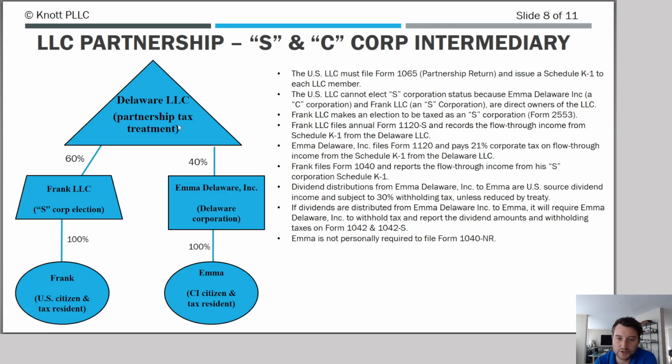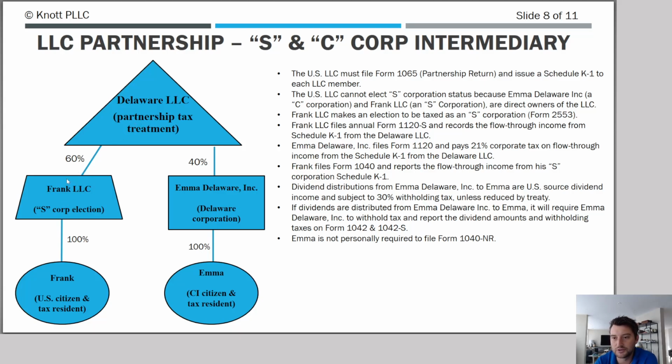Well, the right-hand side is still the same, right? We've got our partnership entity, 40% allocated down to Emma's Delaware C Corp, and then she owns 100% of that Delaware C Corp stock. So she is an indirect owner in the Delaware LLC. Now, here's where we add Frank's additional element. If Frank, instead of holding his LLC units directly, decides to open a separate LLC, make an S election, and then have that S Corp own the units in the partnership.